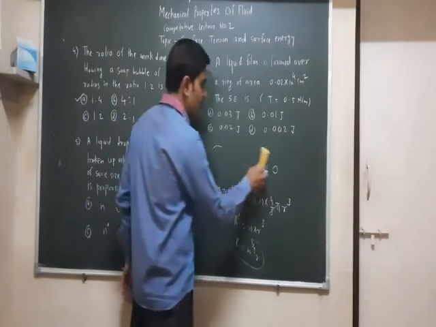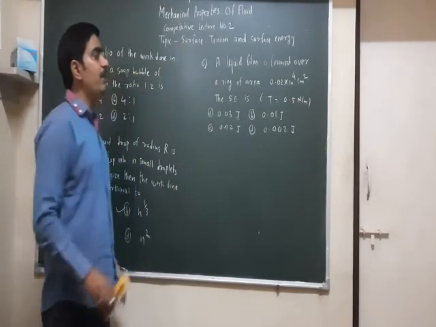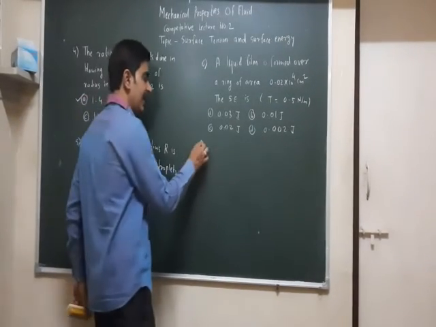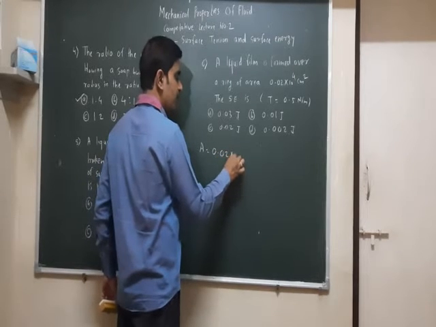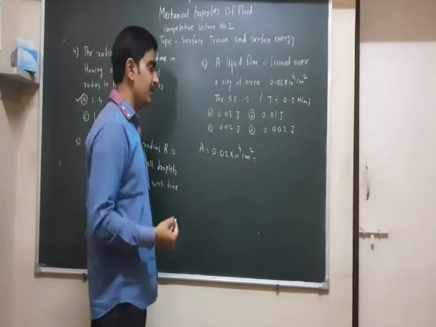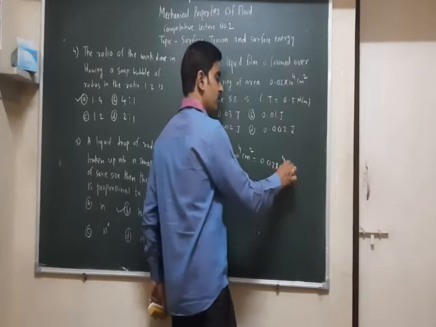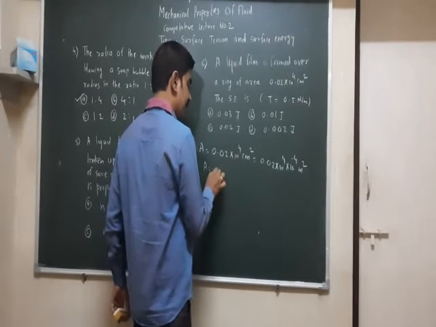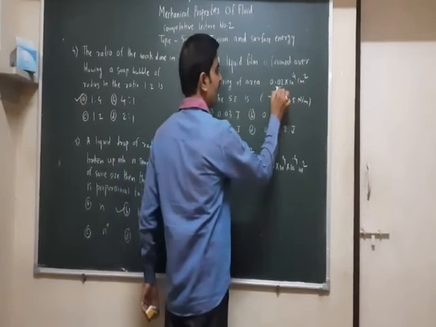Now we move to the next question, question number 6. The question says that a liquid film is formed over a ring having an area. Okay, so the area is given. How much is the area? 0.02 into 10 raised to 4 centimeter square. Now, if I want to convert it in terms of meter square, I can write it as 0.02 into 10 raised to 4 into 10 raised to minus 4 meter square. So naturally, I am getting the area as 0.02 meter square.